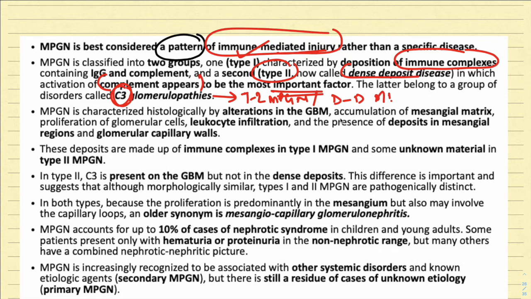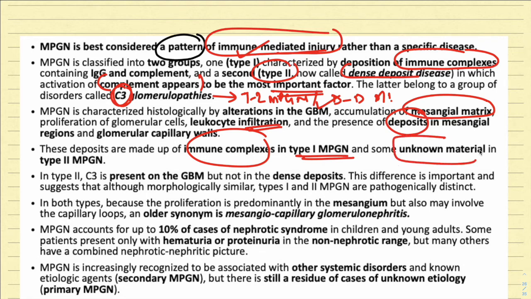So MPGN is characterized by alterations of the GBM. There is an accumulation of mesangial matrix, proliferation of the glomerular cells, there will be leukocytic infiltration and presence of deposits in the mesangial regions and glomerular capillary wall. Now the deposits are basically made up of immune complex in type 1, and in type 2 there is some deposit, but it is of an unknown material.